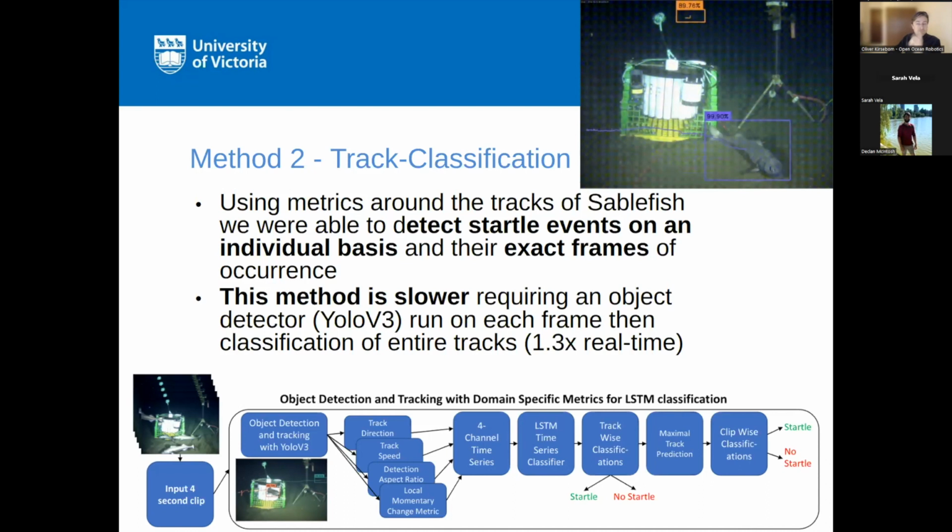And then Devi asked, were you able to quantify how light impacted the startle events? We have not done that yet. We're still running the algorithm across things, but we have plans in the future to do that.